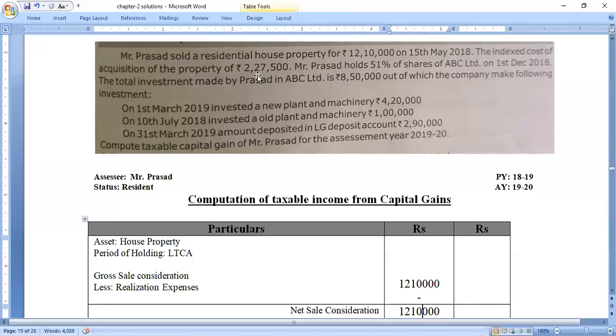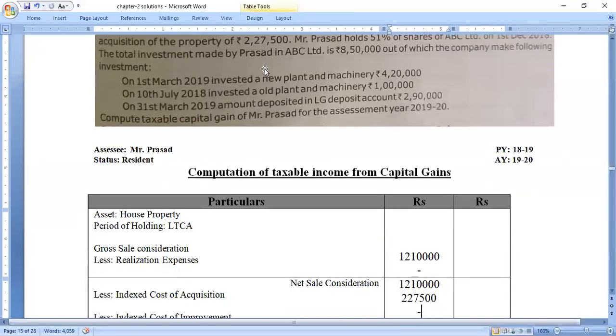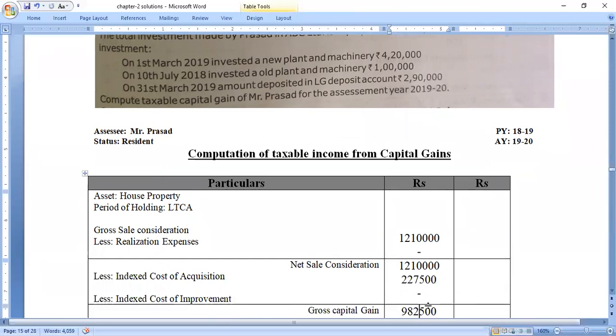Since it is a long-term capital asset, we need to calculate the index cost of acquisition. But in the problem, they have already calculated and given the index cost of acquisition, that is 2,27,500. We take directly the index cost of acquisition as 2,27,500. Next, minus the index cost of improvement. There are no additions, so index cost of improvement will be taken as nil. So the balance amount is 9,82,500, which will be the gross capital gain.